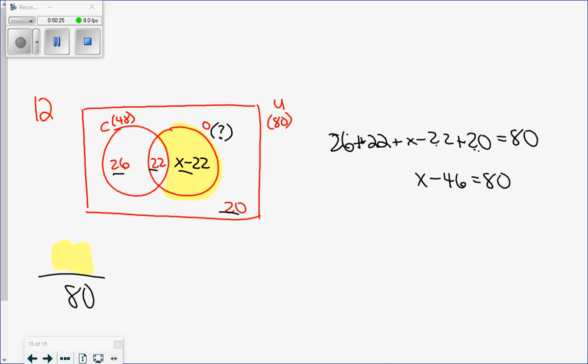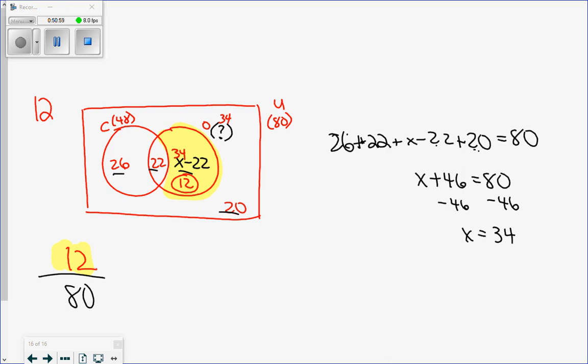So 26 plus 22 minus 22. Well, the 22s will cancel out. So yeah, you get 46. So that's going to be plus 46. So if I subtract 46 from 80, it'll be 34. So that means that this circle here is 34. 34 take away 22 leaves 12, right? Okay. So then 12 out of 80 is the answer.